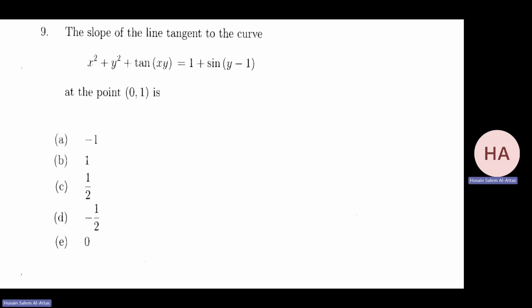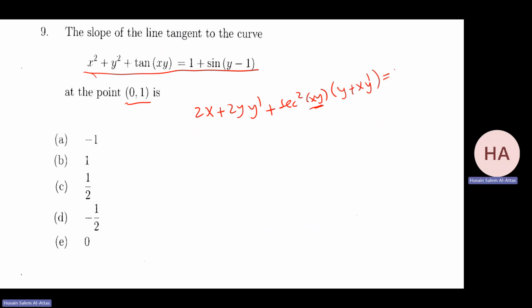Let's find the tangent line at this point, same idea. So just differentiate this with respect to x. 2x plus 2y y prime plus secant squared of xy times (y plus x y prime), wait a minute, I have a product here. So y plus x y prime equals cosine y minus 1 times y prime. The point is what? (0, 1).